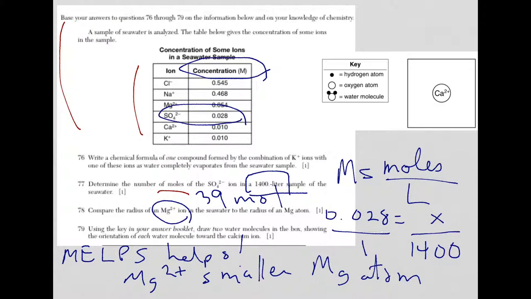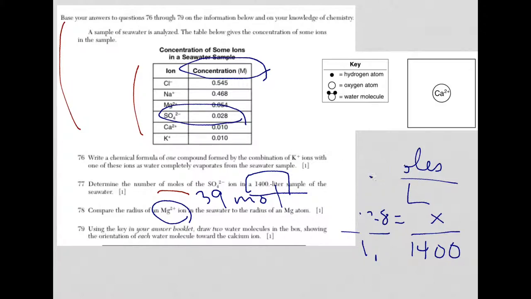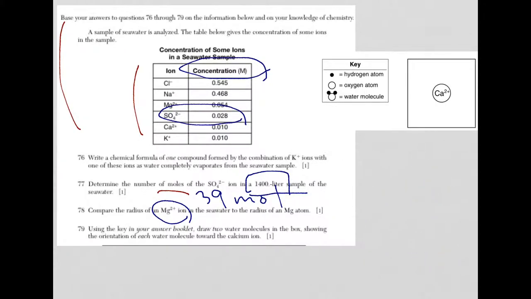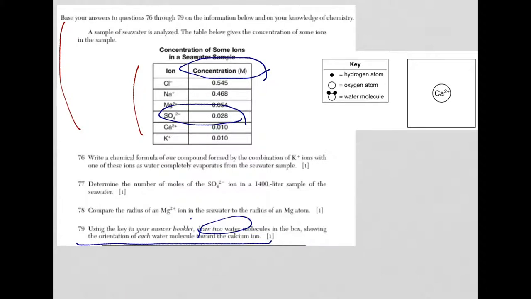Finally, for question 79, let me erase some of the information here to make it easier to see. You're looking at the answer booklet, and what you're asked to do is draw two water molecules in the box, showing the orientation of each water molecule towards calcium. Here's the answer booklet, the diagram, and the key. You're dealing with calcium, which is positively charged. What you need to remember is that a water molecule, oxygen and two hydrogens, has a negative oxygen end and a positive hydrogen end. We have these two polar covalent bonds between oxygen and hydrogen, oxygen being more electronegative, so this is the negative end and this is the positive end.